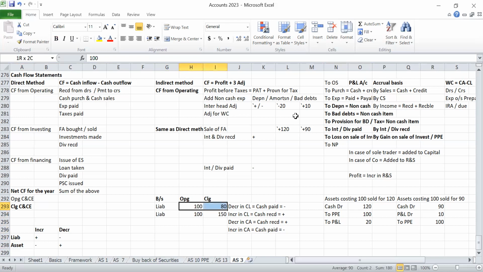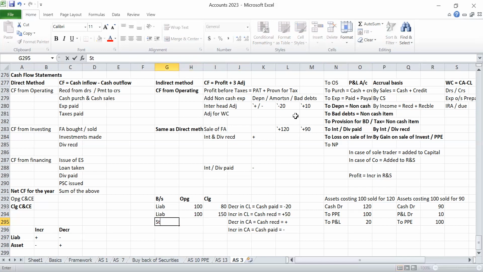Liability 100 becomes 80, what does it mean? To that extent, 20 rupees cash paid. So minus 20. 100 is becoming 150, what does it mean? You have additionally borrowed 50. So since you borrowed 50, the cash balance will increase.